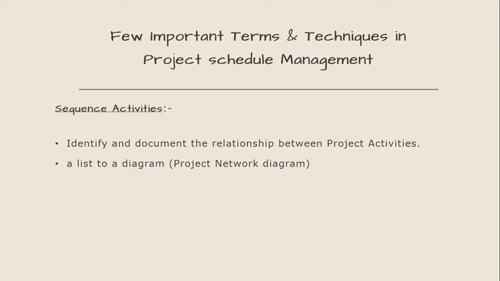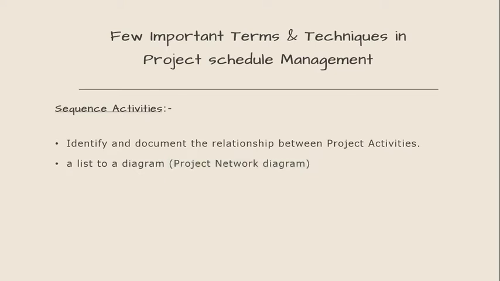Sequence activities. In sequence activities, we identify and document the relationship between project activities. The sequence activities process is performed to convert the project activities from a list to a diagram. This diagram is called a project network diagram, and it acts as a first step to publish a schedule baseline.